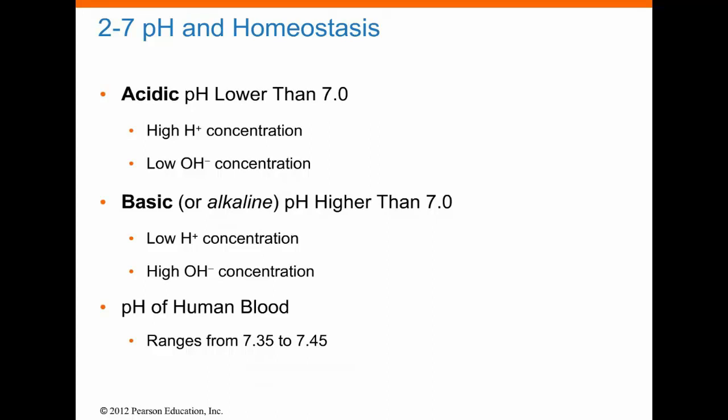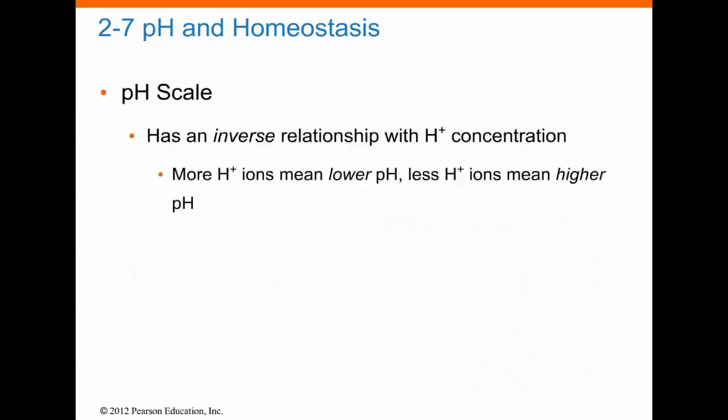What you need to know is that the pH of blood has a range of between 7.35 to 7.45, so a very narrow margin. And you can see that if you look at what we've just spoken about, that blood is slightly alkaline. When we're reading pH, it has an inverse relationship to the amount of hydrogen concentration. So the more hydrogen ions means the lower the pH. The less the hydrogen ions means the higher the pH.